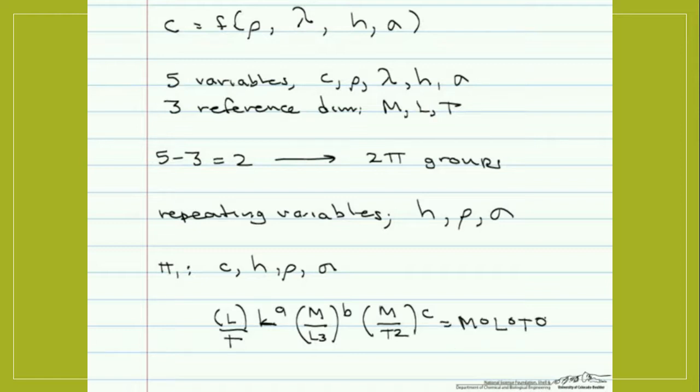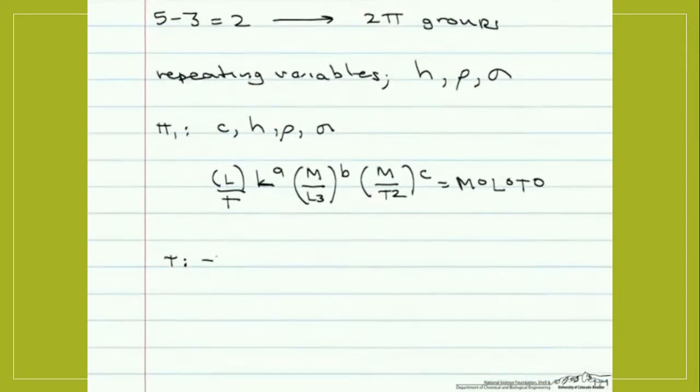So let's first do a T balance. Minus one, minus two c, because that's where we get our T from, and it's on the bottom, has to equal zero in order for this to be dimensionless. That allows us to solve for c. So c equals negative one half. And what that means in our pi group is that the variable that's represented by c, which is sigma, is going to be raised to the one half.